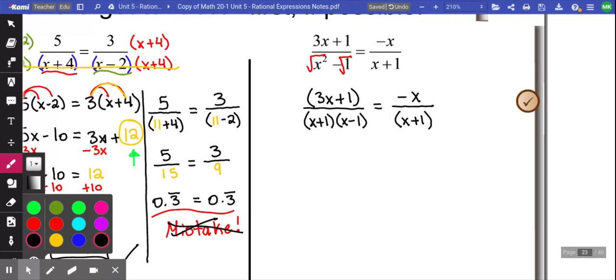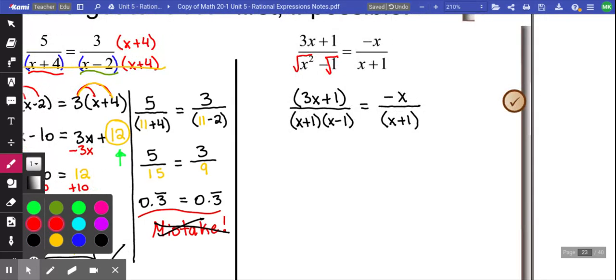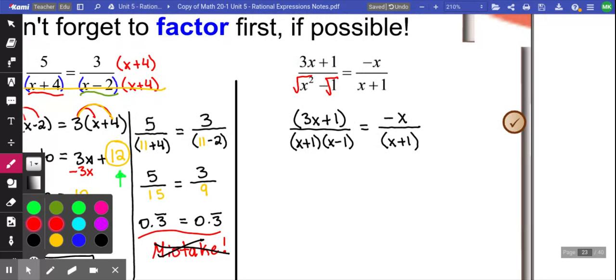Gorgeous. Then I have to state my non-permissible values. Also something that people will start to take for granted because they haven't had to really use it much, and they forget to do it. So in this case, x cannot equal positive 1 or negative 1. Cool. Now we can start to solve, but those first two steps always have to happen.